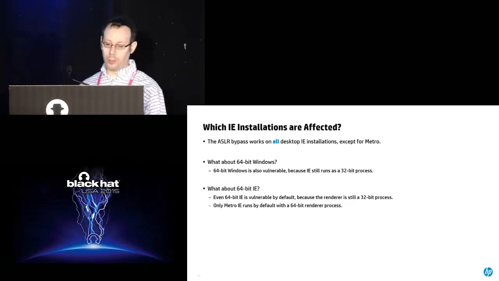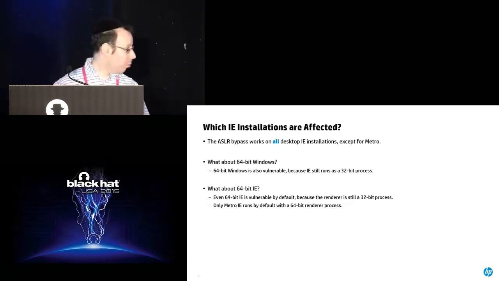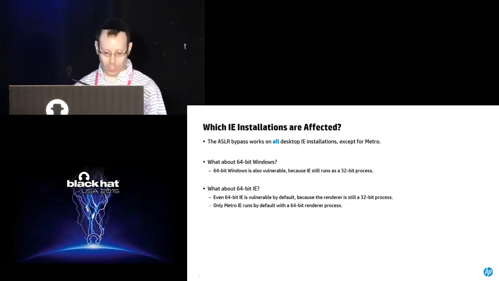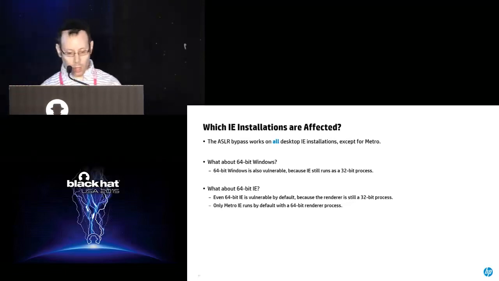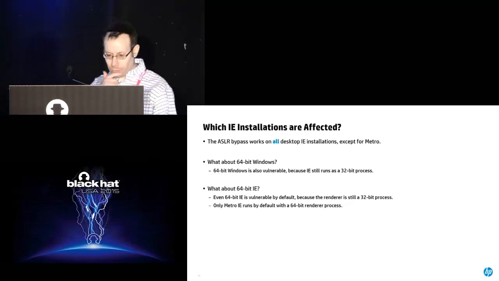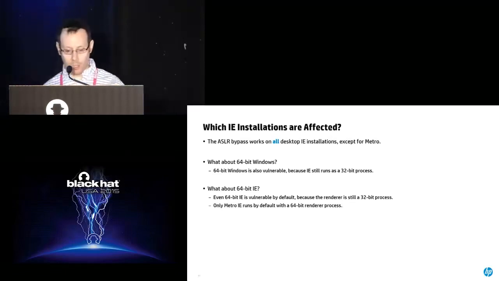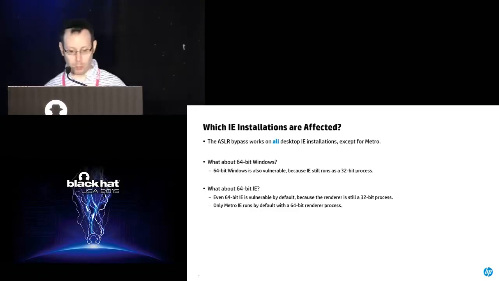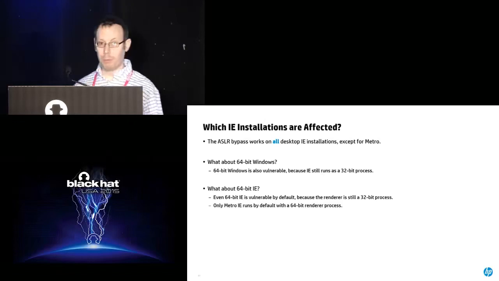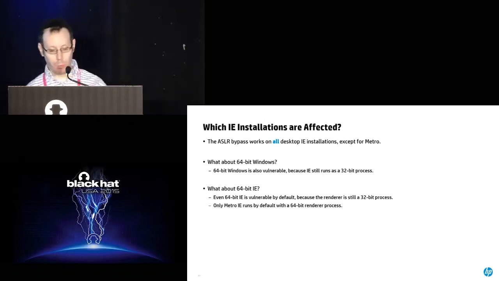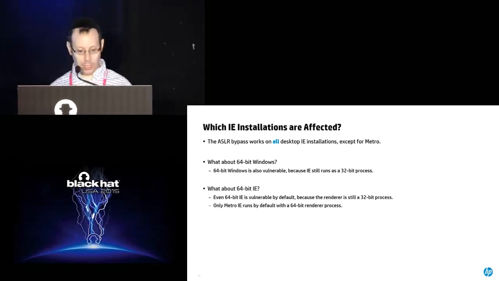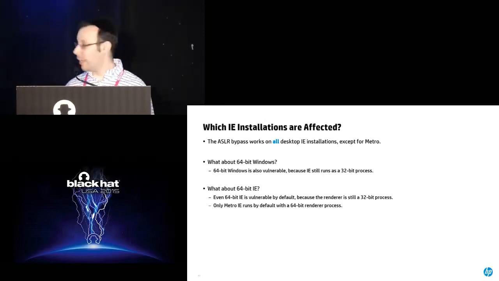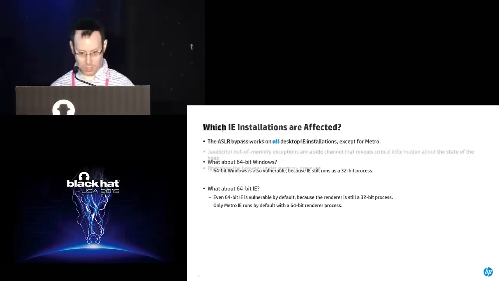This is because under default settings, Windows 10, I should say, not IE10. I'm not sure about Windows 10. This is because under default settings, classic desktop IE uses a 32-bit renderer process, even if the broker process is 64-bit. So even if you've got a 64-bit processor and 64-bit Windows, and you're running 64-bit IE with default settings, this ASLR bypass still works.